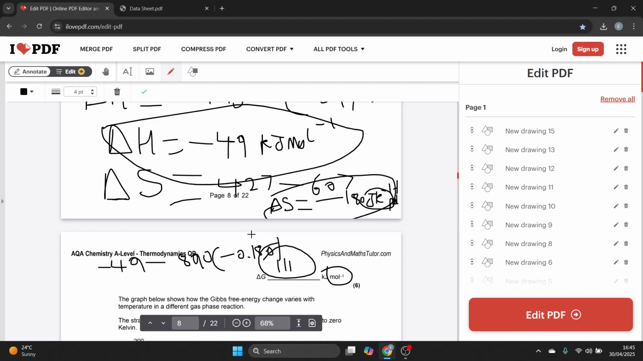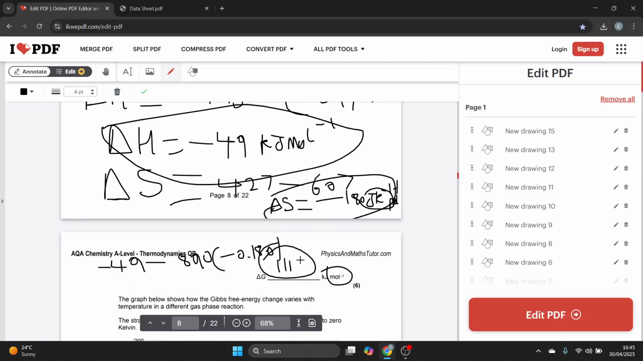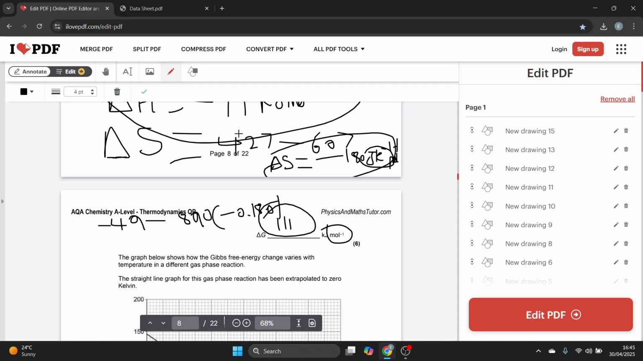So let's have a look at the mark scheme. The mark scheme says find delta H, minus 49, find delta S, minus 180. Recall this equation. Yes, always write down the equation. If you mix up the equation, then you're not going to get anything else right. So write down the equation first. And then minus 49 minus 890 times minus 0.180.